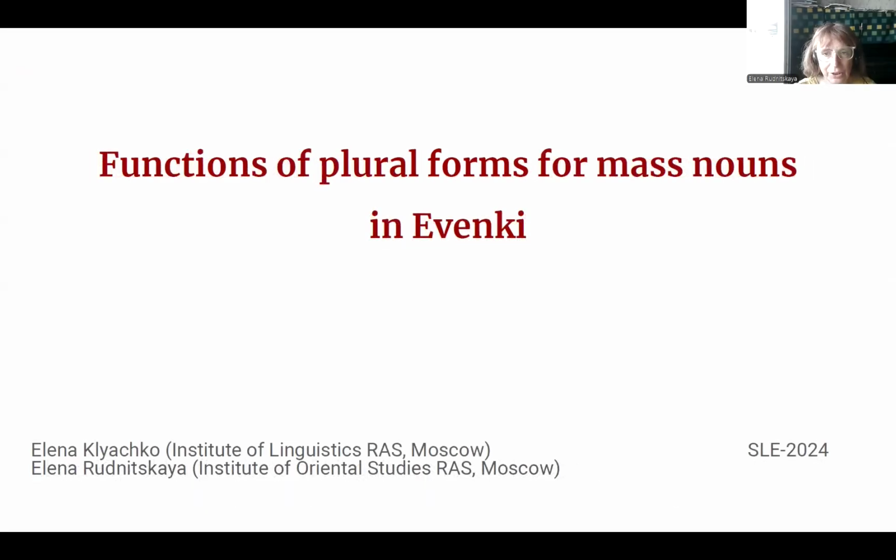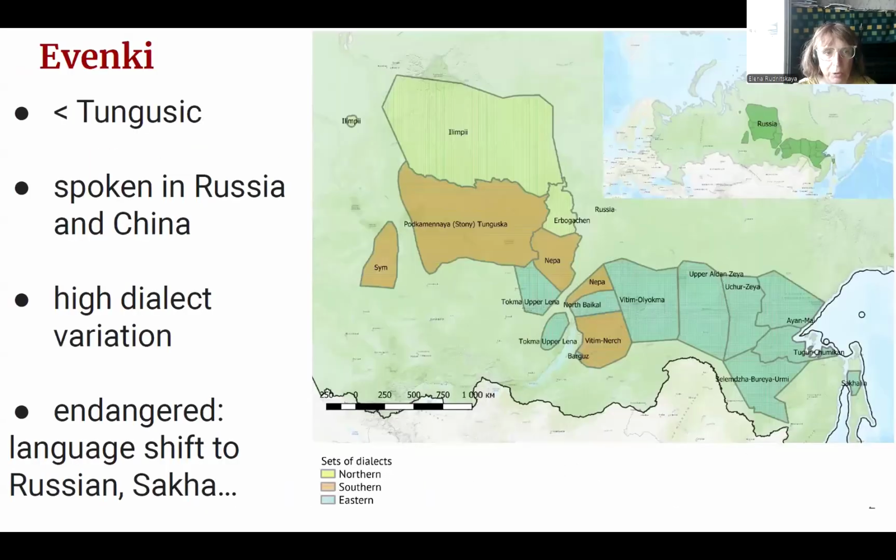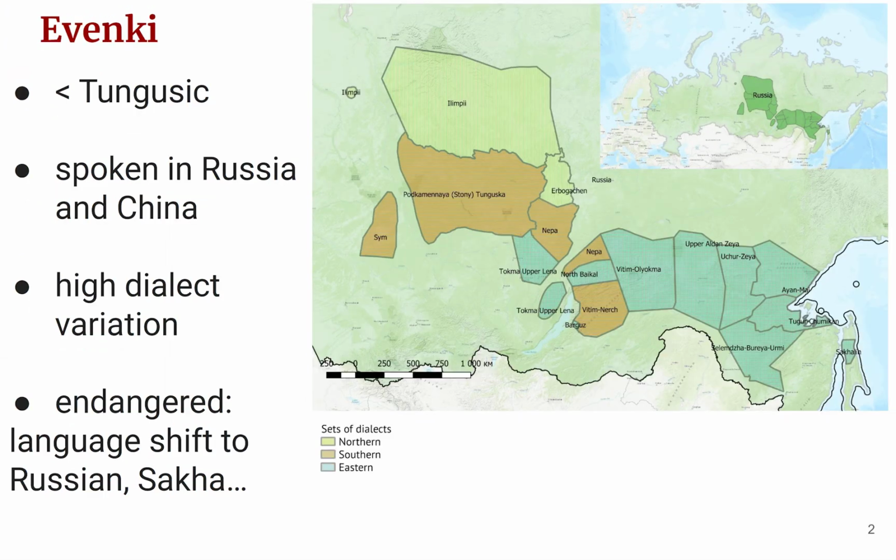Evenki is an endangered language spoken in Russia and in China. It belongs to the Tungusic language group. This map shows the division of Evenki dialects. Glafira Vasilevich has shown that there are three main dialects: the northern, the southern, and the eastern.